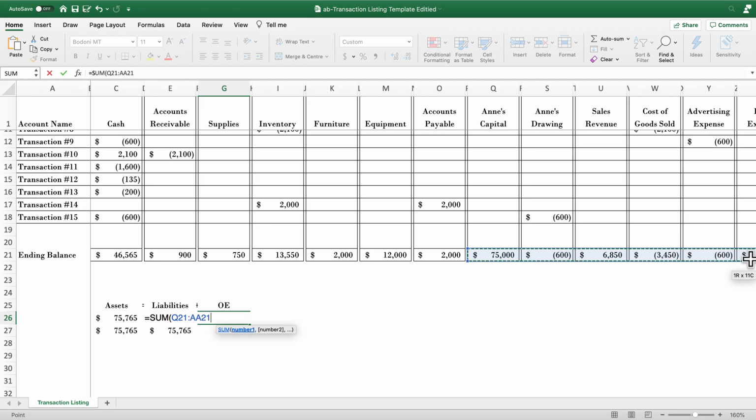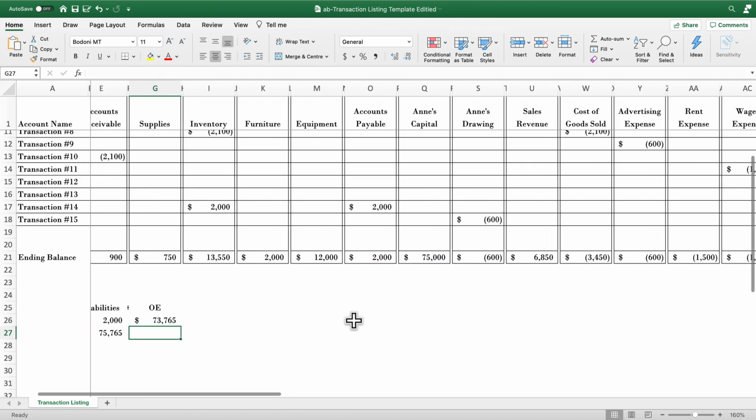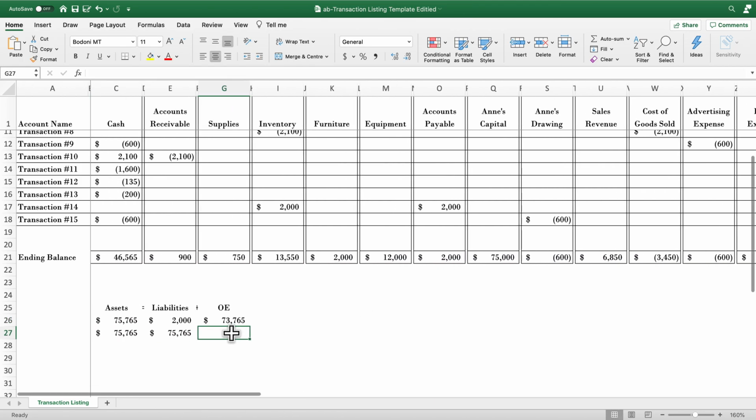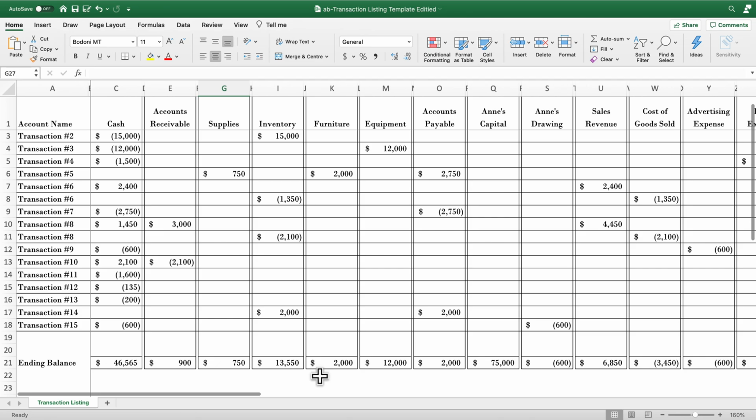Okay? So revenue and expenses impact owner's equity. And we get $73,765. Now when we add these two together, liabilities plus owner's equity, we get $75,765. So our assets do equal our liabilities plus our owner's equity. So our basic accounting equation is in balance. Our checks and balances are balanced out.